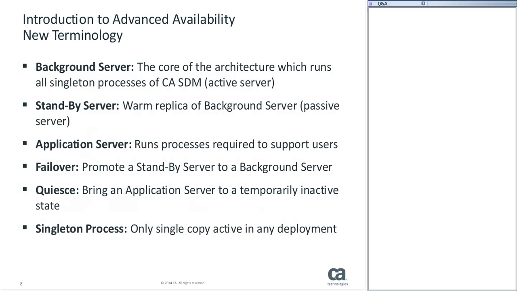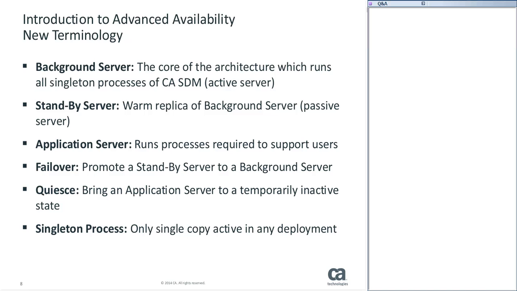So to kind of start things off, we're going to go over some terms here that you're going to hear over and over throughout this presentation. So we're going to kind of clear things up right at the beginning so you'll be able to understand the presentation going forward. First of all, we have the concept of the background server. And as I have kind of alluded to, the background server takes the place of the primary server in the current conventional configuration. Background server is the core of the architecture, and it runs the singleton processes. We'll talk about singleton processes in detail in just a bit.